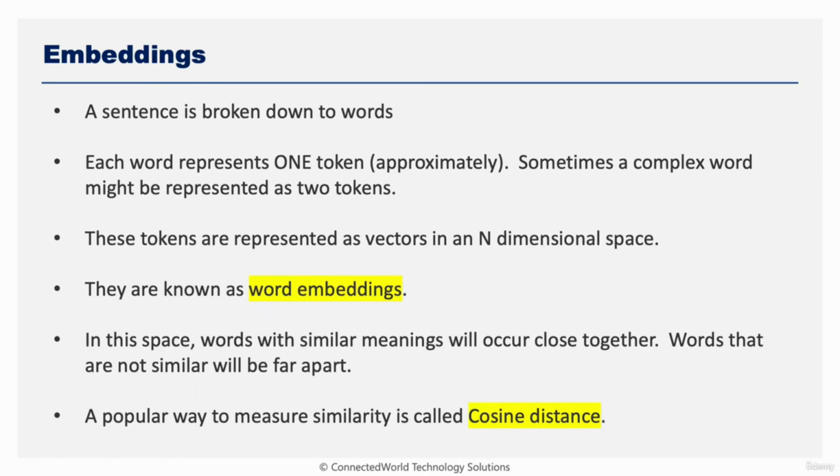Here, let us look closely at how RAG applications store documents. First, the documents are split into sentences and then into words. A sentence is broken down into words. Each word approximately represents one token. Sometimes a complex word might be represented as 2 tokens. These tokens are represented as vectors in an n-dimensional space, and they are known as word embeddings.